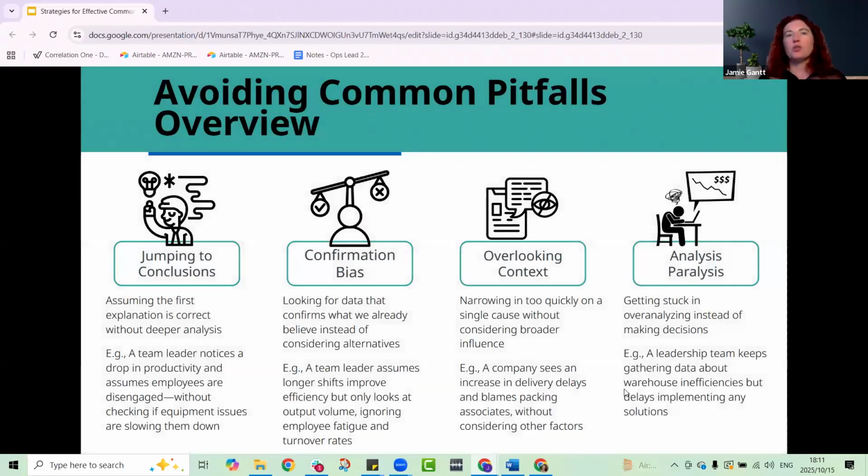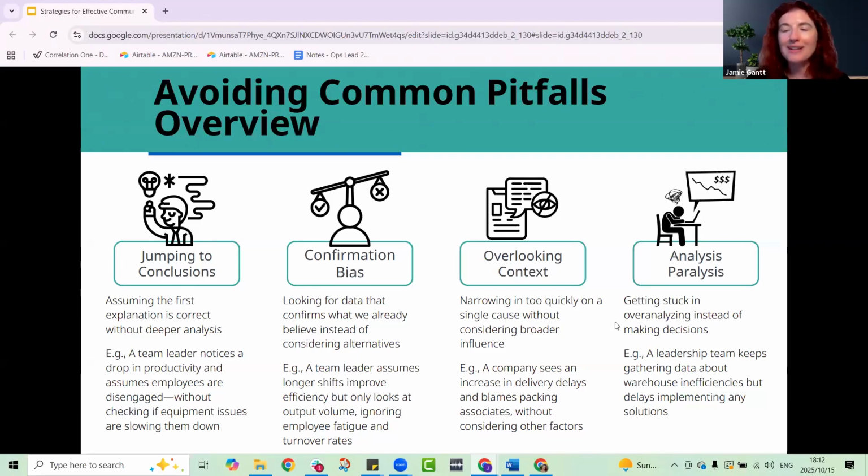Okay. So some common pitfalls: jumping to conclusions, confirmation bias, overlooking context, analysis paralysis. A lot of this stuff we addressed in the effective communication frameworks. They come in handy for all of this stuff. We want to make sure that we're not assuming that our immediate conclusion is the right one. We also don't want to go and find people who are just going to agree with us. As leaders, the most detrimental thing we could have is a team full of yes men. We don't want yes men. We want people to tell us what could go wrong.